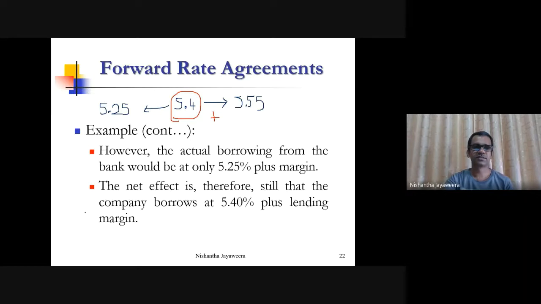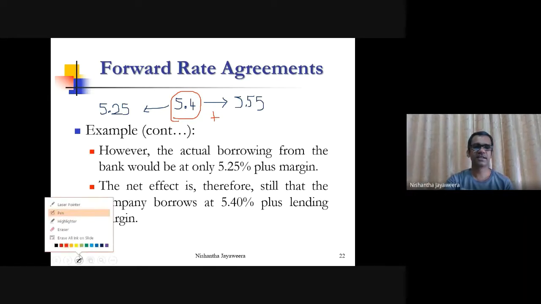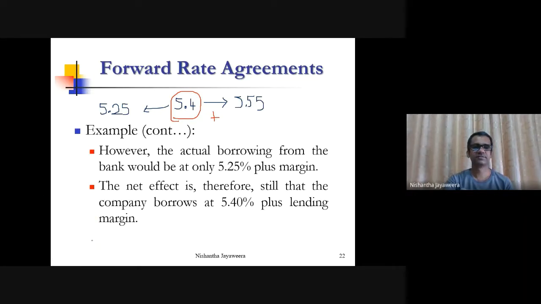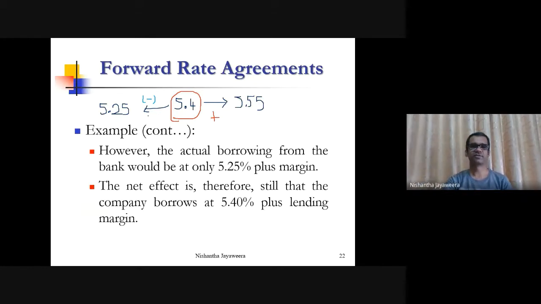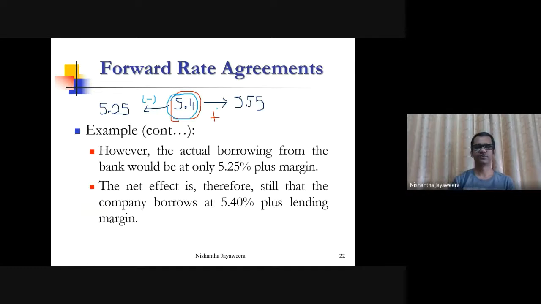If the LIBOR is less than the fixed rate, then he has to pay. So even though he pays 5.25 on his loan, he has to pay that difference for this FRA. So effectively, the company or the borrower pays 5.4.